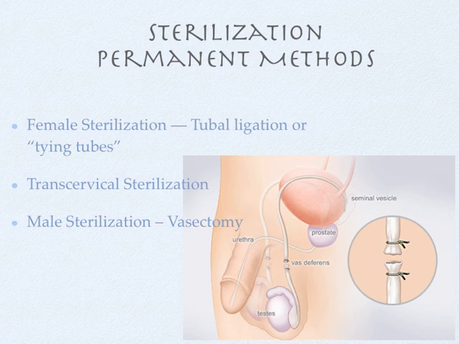Female sterilization, or tying the tubes. A woman can have her fallopian tubes tied or closed so that sperm and eggs cannot meet for fertilization. This procedure can be done in a hospital or in an outpatient surgical center. You go home the same day as the surgery and resume your normal activities in a few days. And this method is effective immediately.